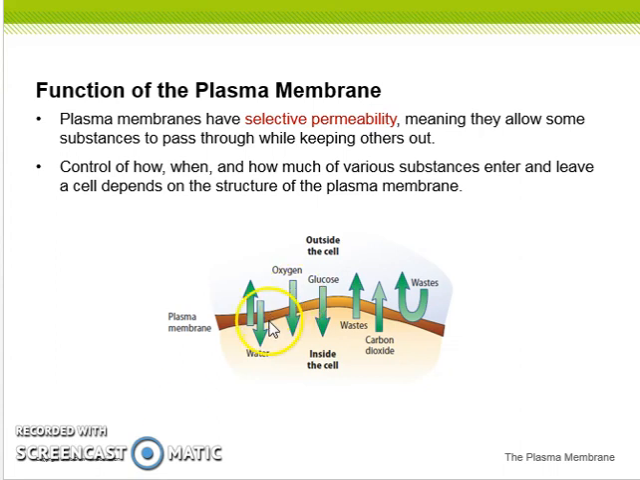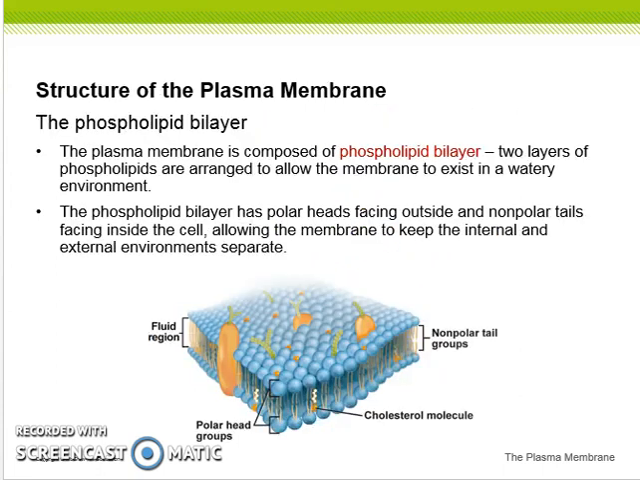Inside this picture, you can see that water comes in and it leaves, oxygen comes in, carbon dioxide goes out, glucose goes in, and wastes go out. So the structure of the plasma membrane, write this down, and the corresponding textbook page number: the phospholipid bilayer. The plasma membrane is composed of that, and there are actually two layers of phospholipids, and they're arranged to allow the membrane to exist in a watery environment. The phospholipid bilayer has polar heads facing outside and nonpolar tails facing inside the cell, allowing the membrane to keep the internal and external environment separate.